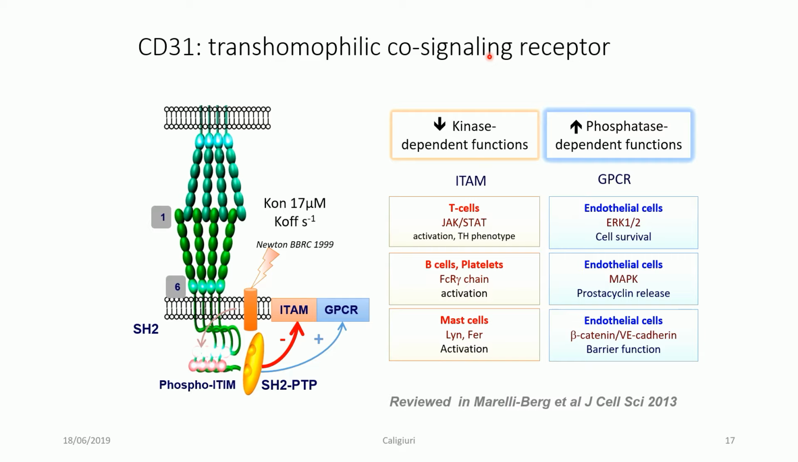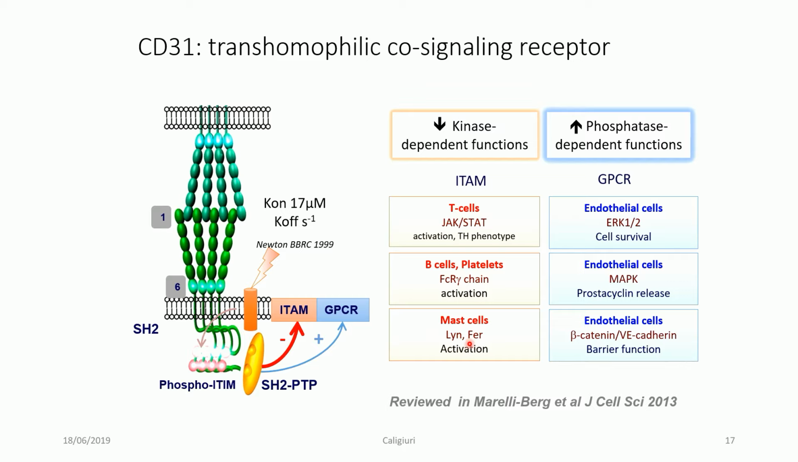And CD31 is particular because it is transhomophilic. So platelets, endothelial cells, and leukocytes can engage their CD31 by just interacting in the blood, in the circulation. And that's how, by interacting in the circulation and engaging with CD31, each of them gets mutually inhibited.